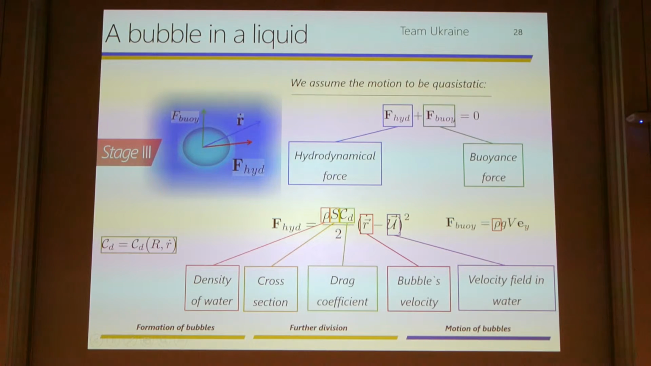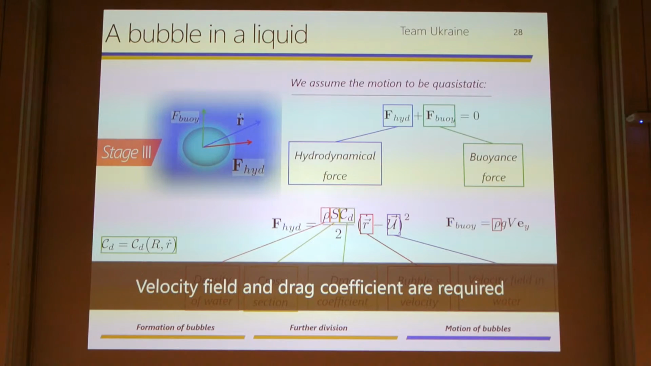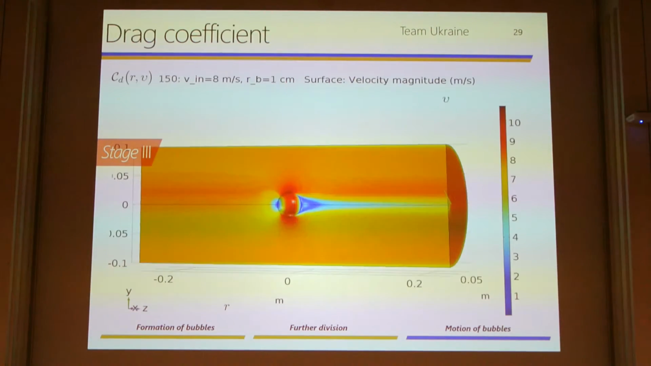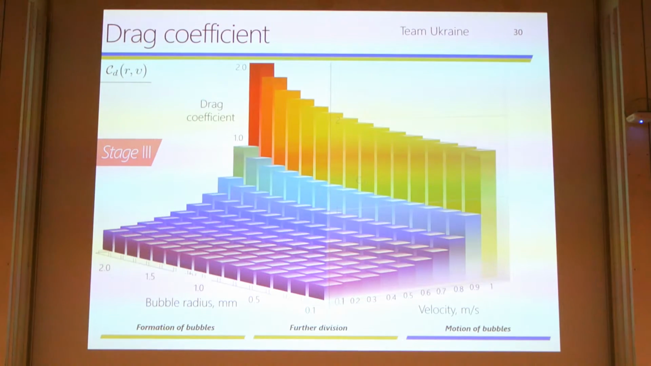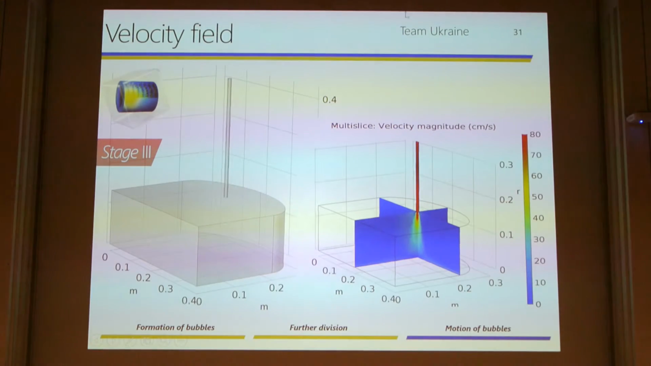The only things that we don't know are the drag coefficient as a function of bubble size and its velocity, and the velocity field in water. So we have to find that. And how did we do it? We ran numerical simulations in COMSOL Multiphysics, where we found the drag coefficient as a function of bubble size and its velocity. And using this interpolation function, we can go on and study other parameters.